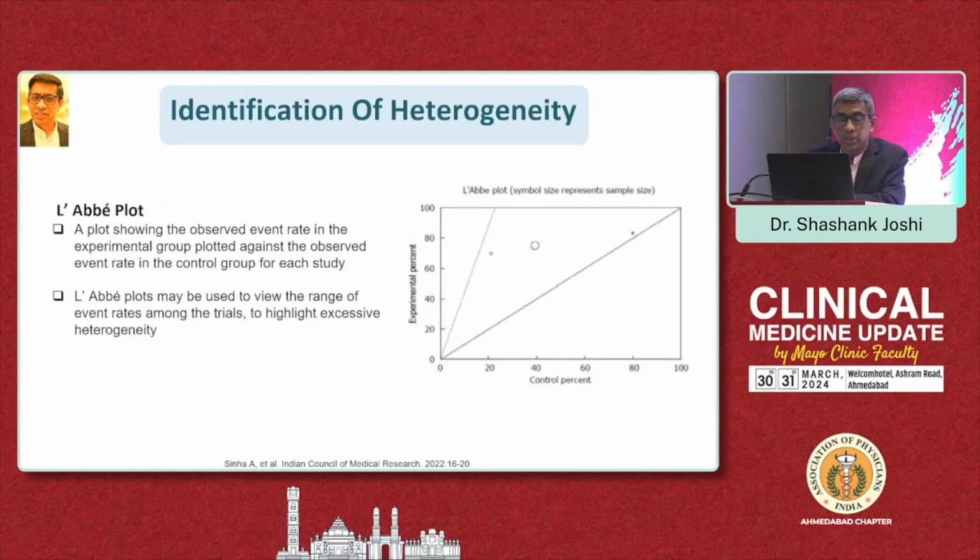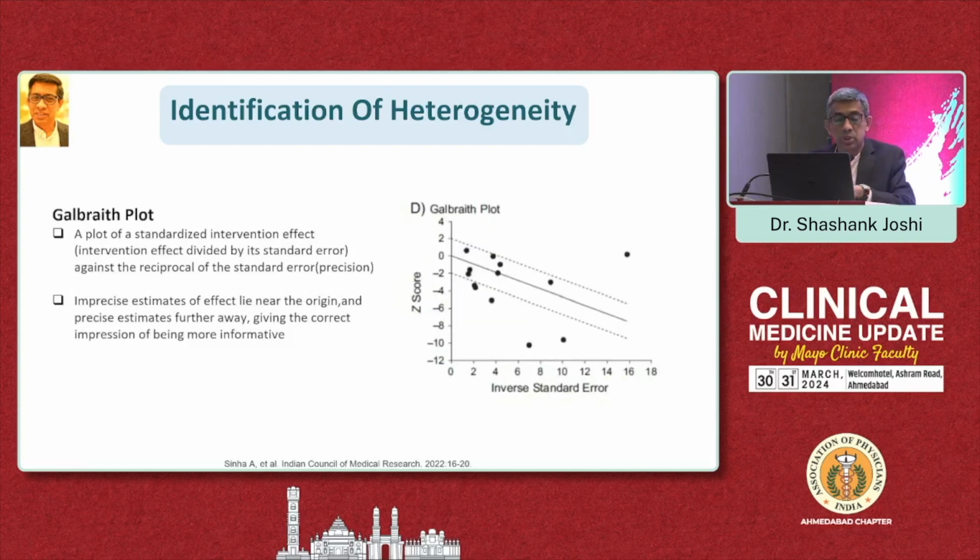So to identify heterogeneity, we use the L'Abbé plot, a plot which shows the observed event rate in an experimental group plotted against the observed event rate in the control group for each study. And these L'Abbé plots are used with a range of event rates in trials to highlight excessive heterogeneity. So sometimes this gets complex when you interpret it, but interpretation of this is very useful. Then we have the Galbraith plot, which is a plot of the standardized intervention effect divided by the standard error against the reciprocal of the standard error, which is precision.